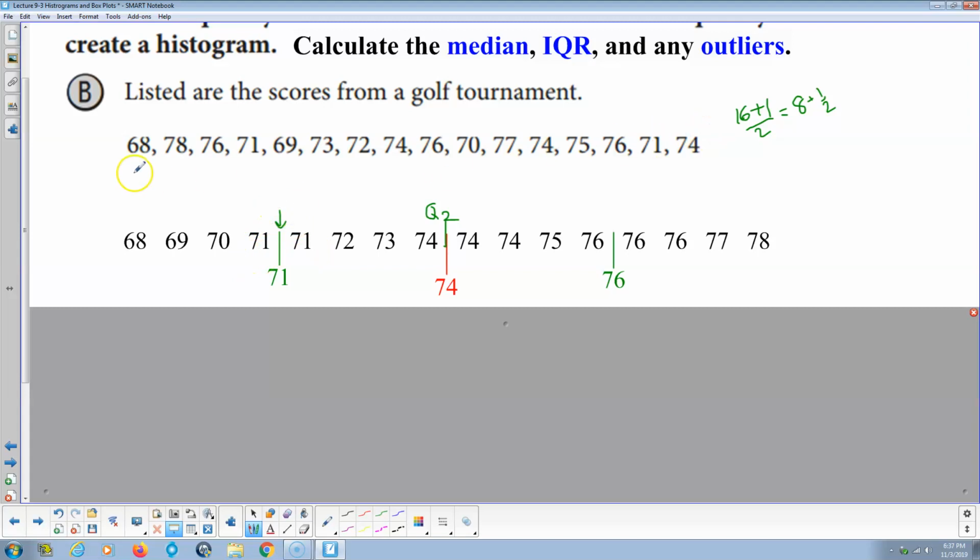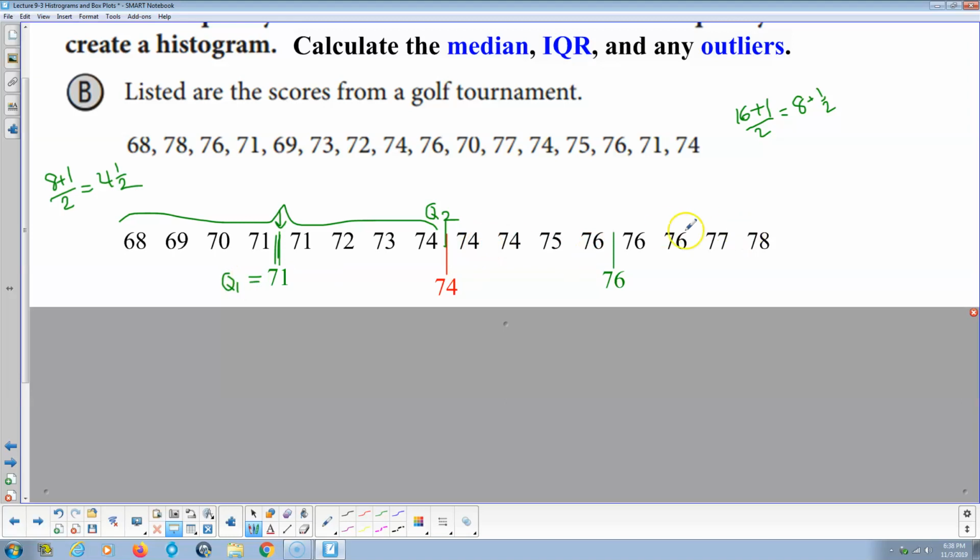Now you could do the n plus 1 thing. So n here for just the lower half of the data set, n is 8. So 8 plus 1 over 2. So 8 divided by 2 is 4, and then plus the 1 is 4.5. So that means it's going to be in between the 4th and 5th item. 1, 2, 3, 4, 5. There's in between 4 and 5 right there. So this is going to be Q1.